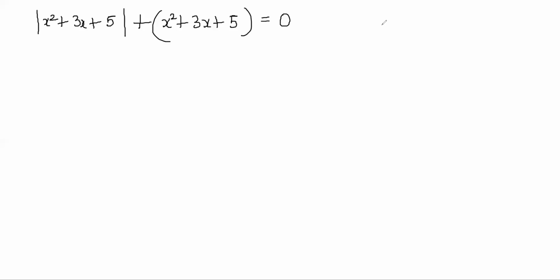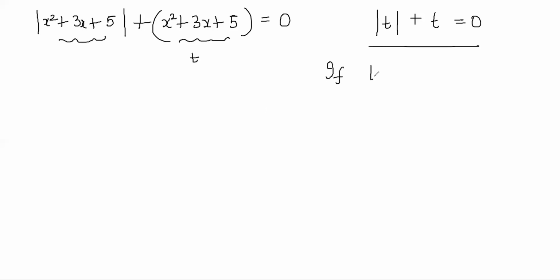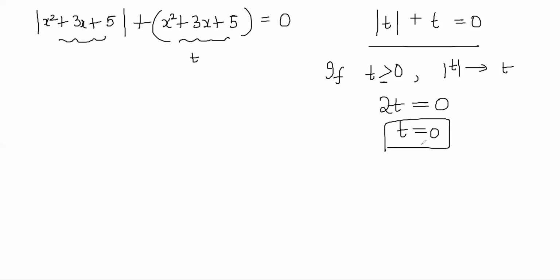This is looking like something like this. If you take x squared plus 3x plus 5 as t, this is the equation, no? If t is greater than 0, I can write modulus t as t. Then the equation will become 2t is equal to 0, right? So it will become t is equal to 0 is the equation then.